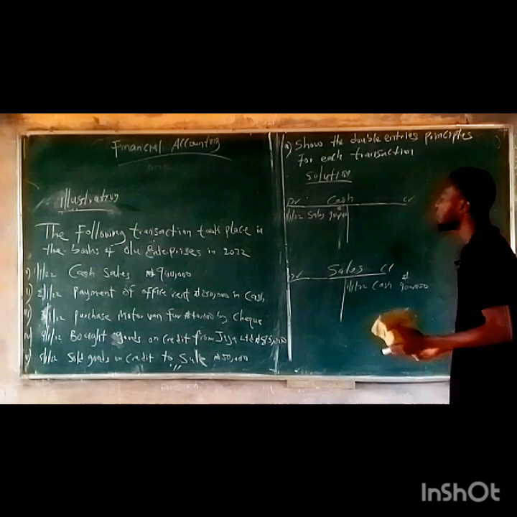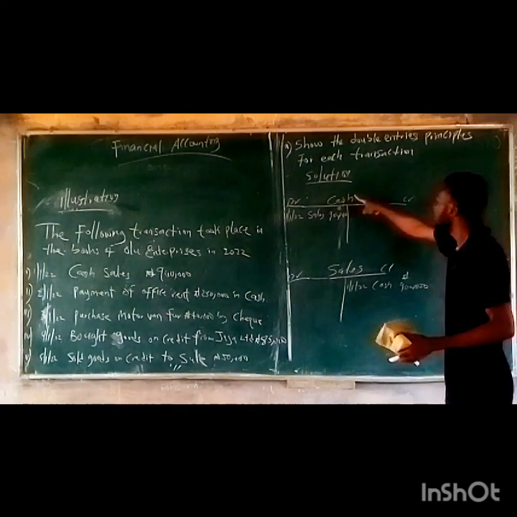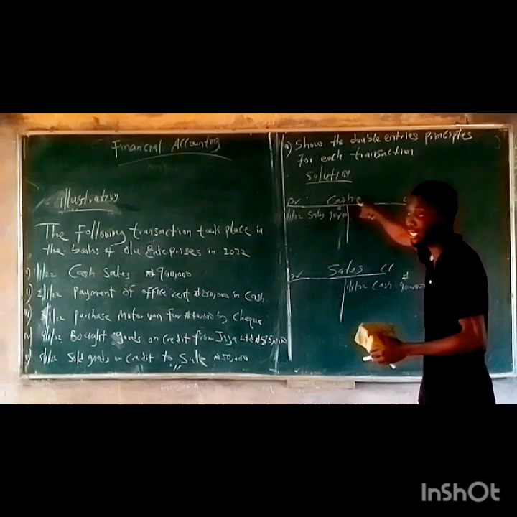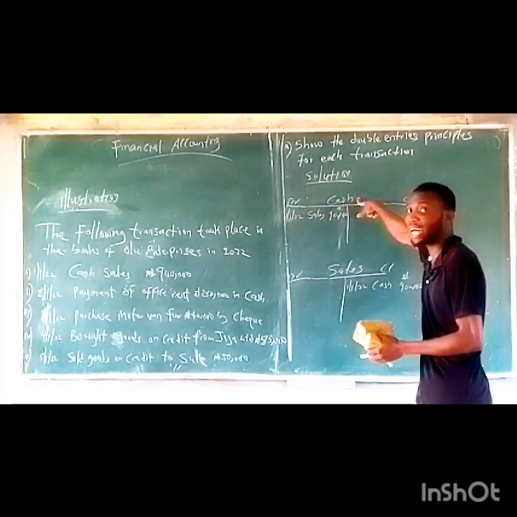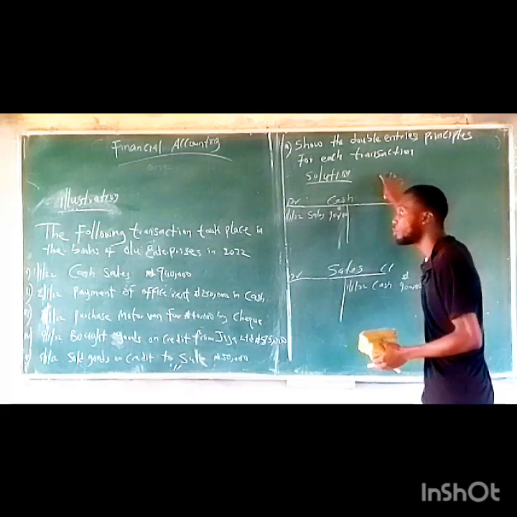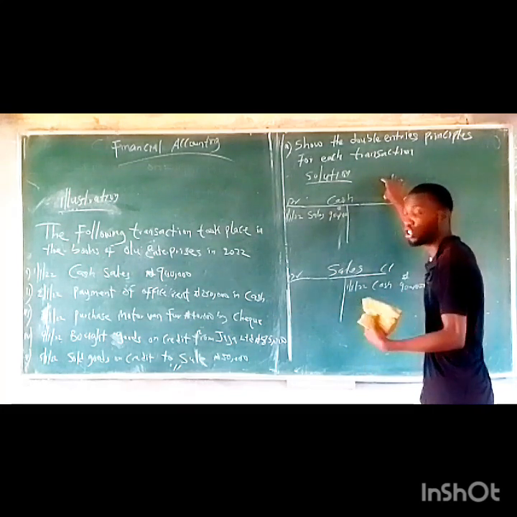Now, I can ask what the effect is. The effect there is an increase in terms of asset, because cash is an asset. And what type of asset is that? It is a current asset. So there's an increase in cash because you make a sale, so cash comes in.